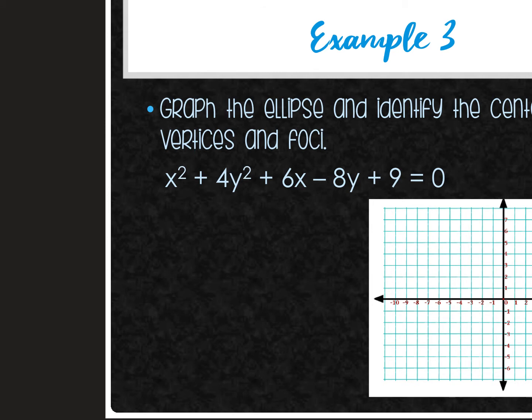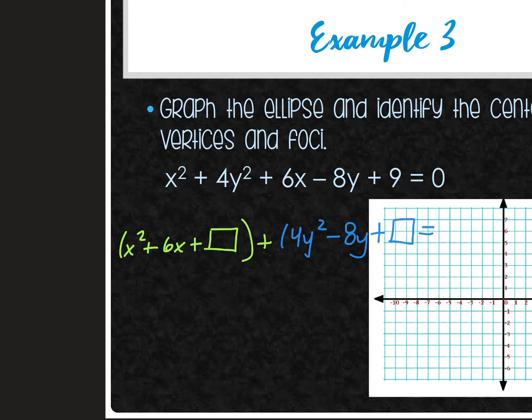Good. We've done this with circles and with parabolas. I have x squared plus 6x plus my box, because we're going to complete the square, plus, and I'm going to put my y's together: 4y squared minus 8y plus the box equals, what do I do with this 9? I move it to the other side, right? That's the process of completing the square. So this becomes negative 9.